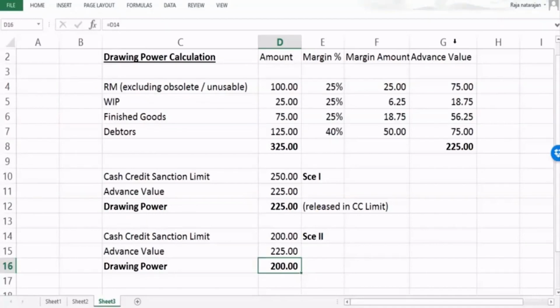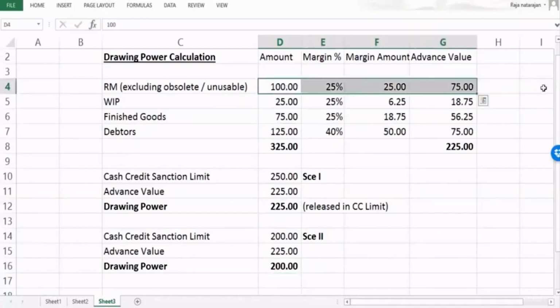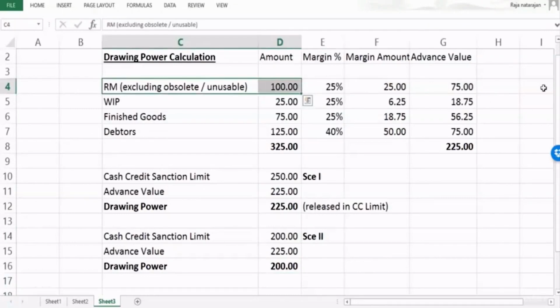Now in this drawing power calculation, we have to keep two more things in mind. When the raw material is taken into consideration, we have to ensure that this raw material stock does not include any unpaid materials. Because it is possible that you purchase raw material on credit and don't pay for it, but keep it in inventory, show it to the bank and get a loan. That should never happen. So if any raw material included in this has not been paid for, it means it is still on credit, then it has got to be deducted.